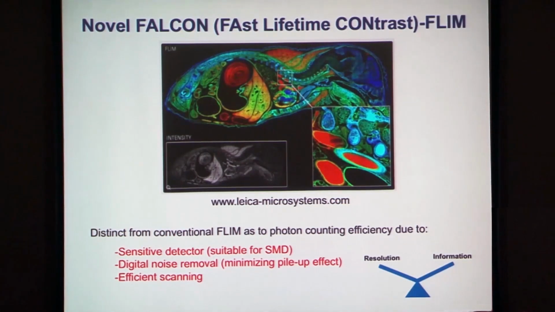This is a very prominent methodology in FLIM. What is distinct from conventional FLIM is, first, the photon counting efficiency, which is usually highly sensitive because it has a sensitive detector suitable for single molecule detection imaging. The second factor is digital noise removal, minimizing the pile-up effect. I'm not going to talk about the pile-up effect, which is a fundamental issue in the FLIM procedure and is problematic for multiple imaging or fast acquisition of FLIM, but we don't have to worry about that. And also efficient scanning. All these three factors contribute to better detection efficiency.